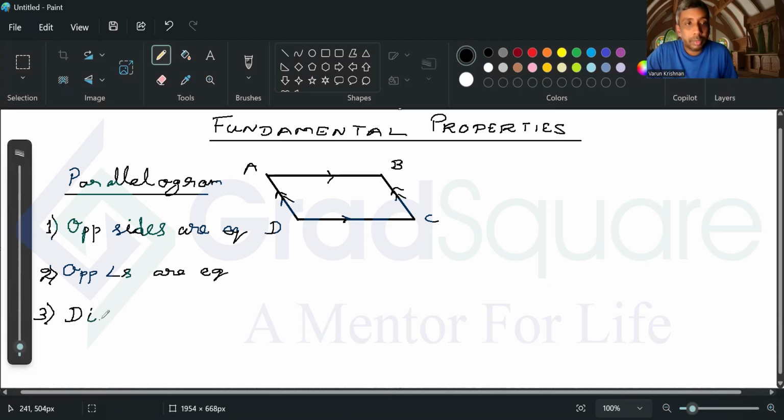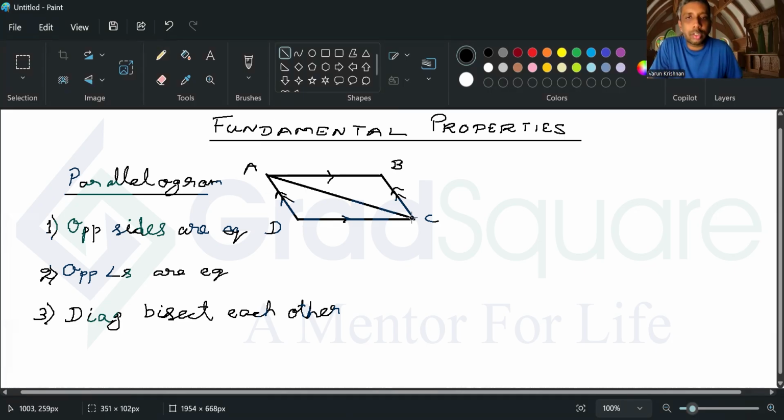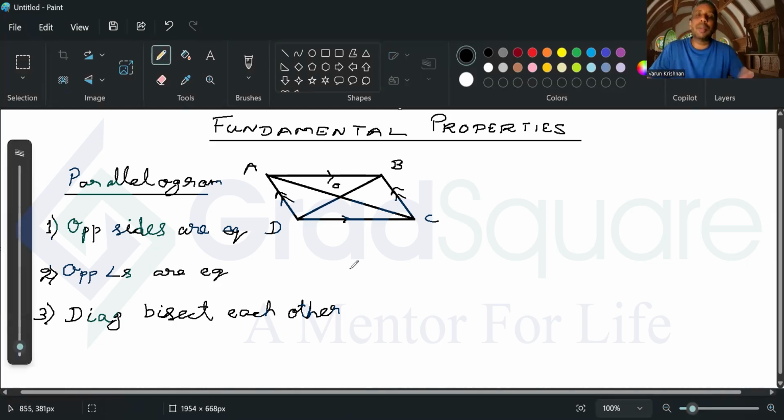And the third property is that in a parallelogram, the diagonals bisect each other. Diagonals bisect each other means if we join the two diagonals, let's say I join the diagonals AC and BD, and suppose they intersect each other at the point O, then O will be the midpoint of both AC and BD. So this essentially implies that AO will be equal to OC and BO will be equal to OD. So diagonals bisect each other means that the diagonals intersect each other in such a way that they divide each other into two equal halves. These are the three fundamental properties of all parallelograms.